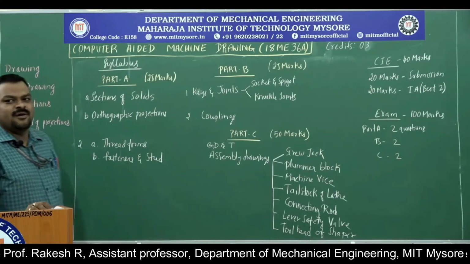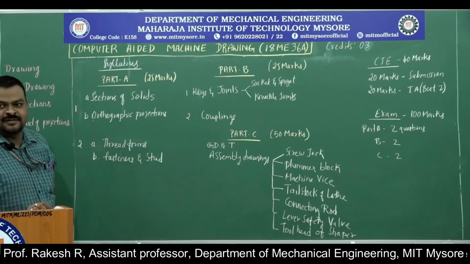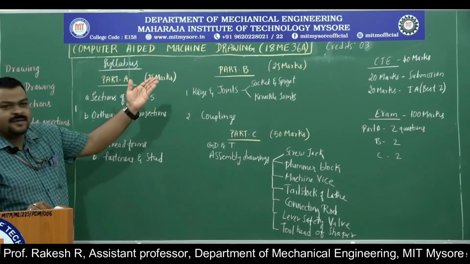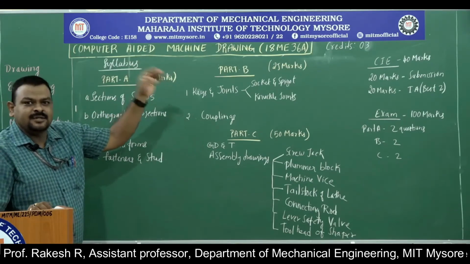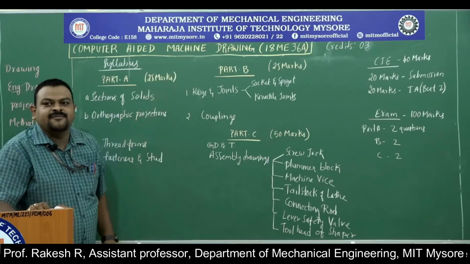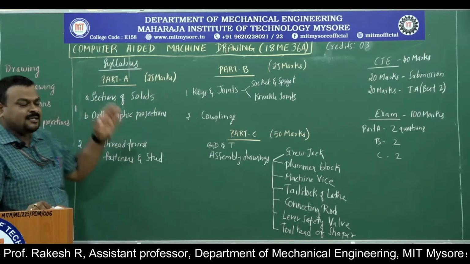Let us see the syllabus of Computer Aided Machine Drawing for your scheme. This is an 18 scheme, 6th semester subject. It is a core subject. The credits allotted for the subject is 3. Let us see the syllabus.